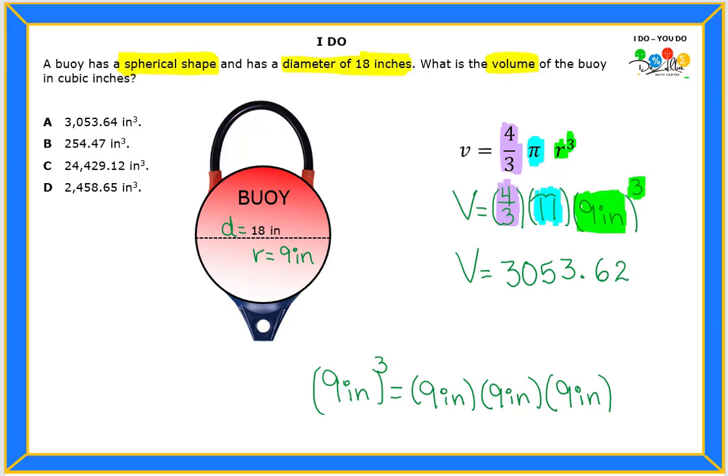Okay, and the answer that I get for this one is 3053.62. And the units that I'm using are cubic inches. Okay, so let's look at the answer choices and see which one matches my answer, or which one is actually the closest for me, right? So my answer that is the closest is letter A for us.